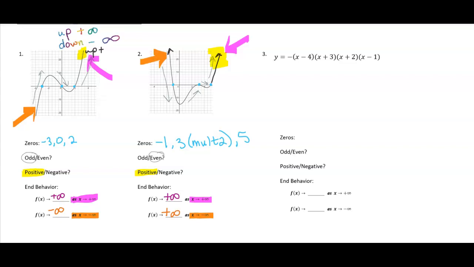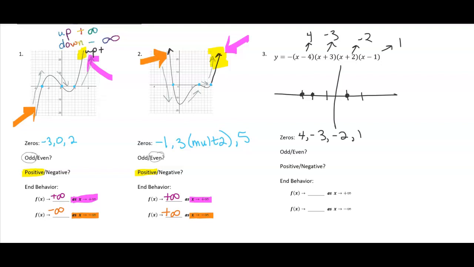Okay. All right, for number 3, we're going to sketch a rough graph of what this looks like. We get into more technical stuff in the next section or two, but we should be able to do some of this. We know that this one's at 4. We know that this one's at negative 3. We know that this one's at negative 2. And we know that this one's at 1. So those are our zeros. So negative 3, negative 2, 1, and 4.